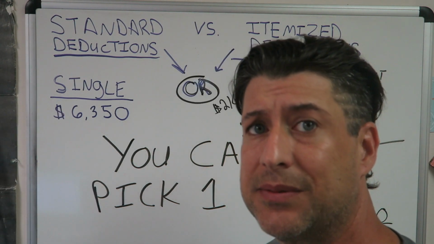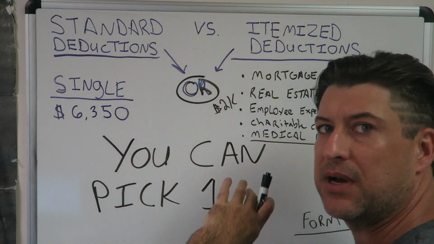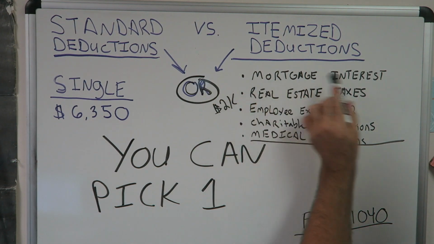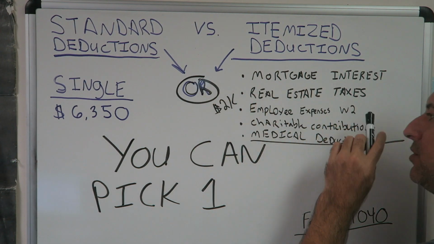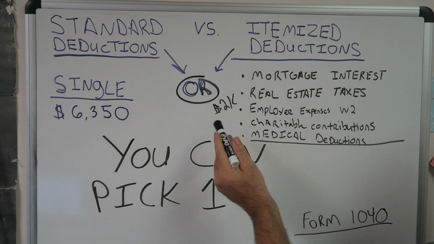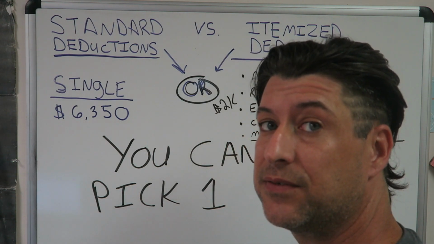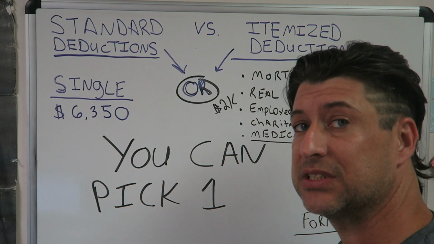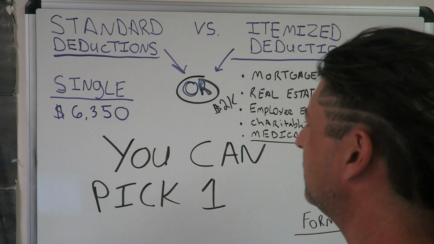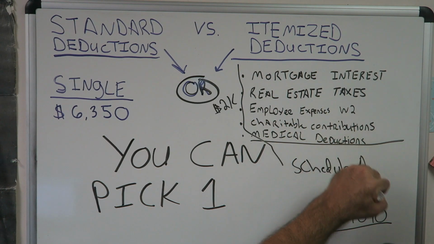This has turned out to be a little too long of a video, I'm sorry. What are some of the itemized deductions? Some of the itemized deductions are real estate taxes, mortgage interest, employee expenses if you're on a W-2 and drive your own car, charitable contributions, and medical deductions. There's really a whole list of itemized deductions, and that's on a different form called Schedule A. We'll go over Schedule A in a different video if anybody wants to see that. These would all be on Schedule A.